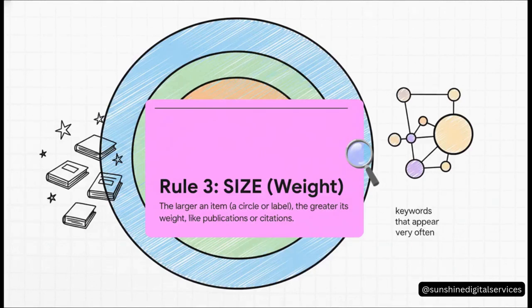And the third rule is size. The bigger the circle or the label, the more weight that thing has. Now, weight can mean different things depending on your analysis. For example, if you see this giant circle for the keyword CRISPR on a biology map, you know right away that it is a hugely dominant topic in your dataset.